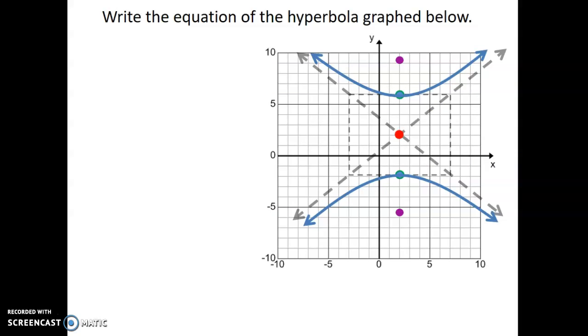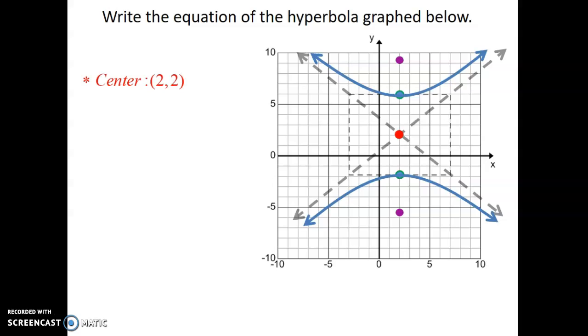All right, the other part of this is to come up with the equation if you're given a graph. Now, the nice thing about this is you don't really care about the focal points because they're not part of the equation. So you start off by finding the information that you do have. We do know that the center point is 2 comma 2. That's going to be important.